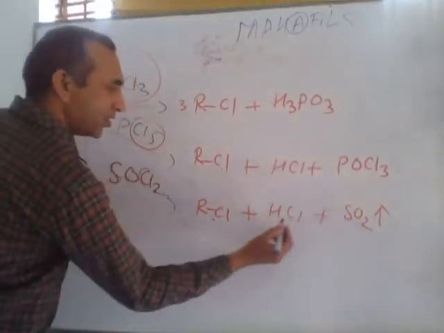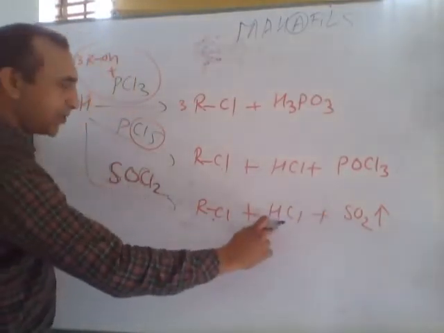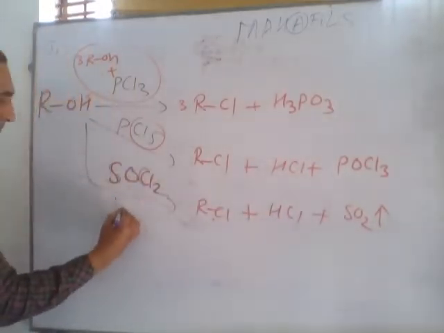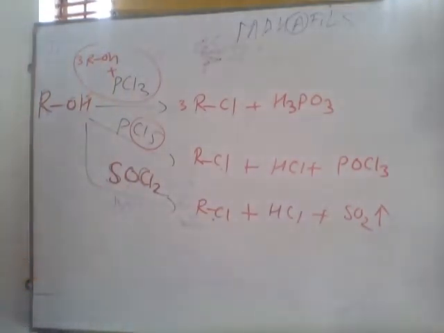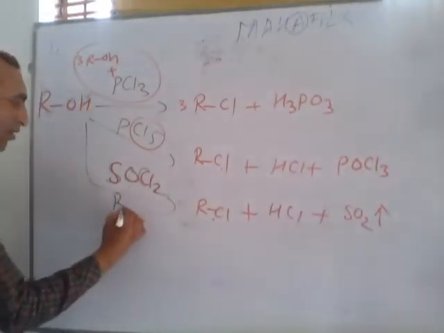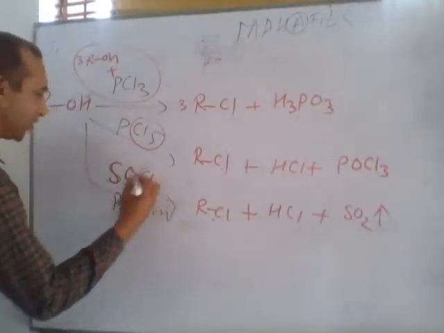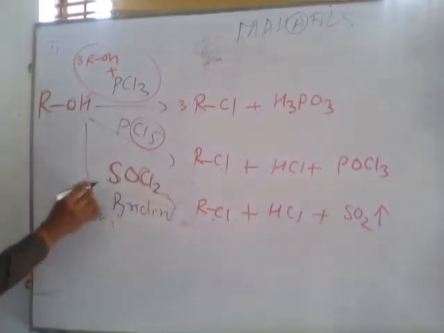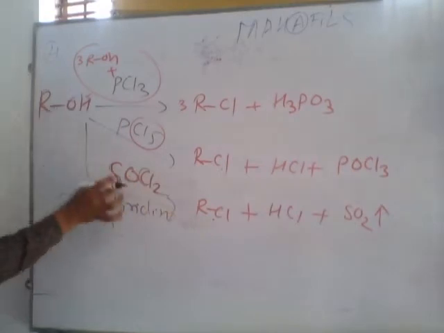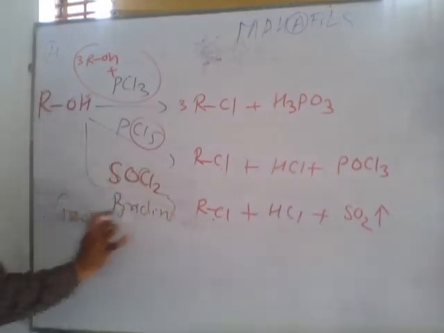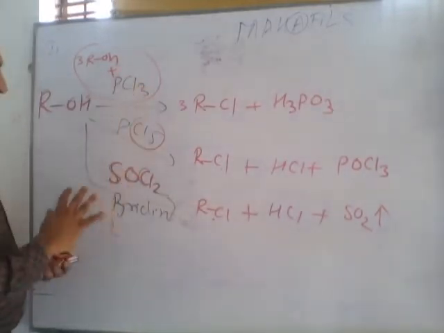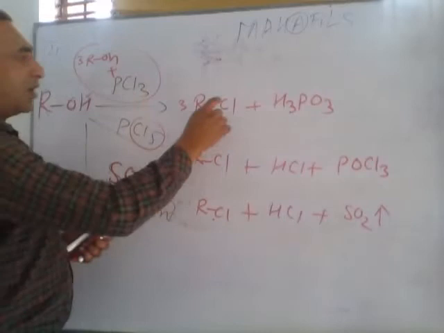This gas is liberated, and pyridine is used to absorb the HCl. Pyridine is a compound which absorbs this HCl. This last reaction, of SOCl2 with alcohol in the presence of pyridine, is called Darzens' reaction. Listen, in all these reactions we use chlorine.